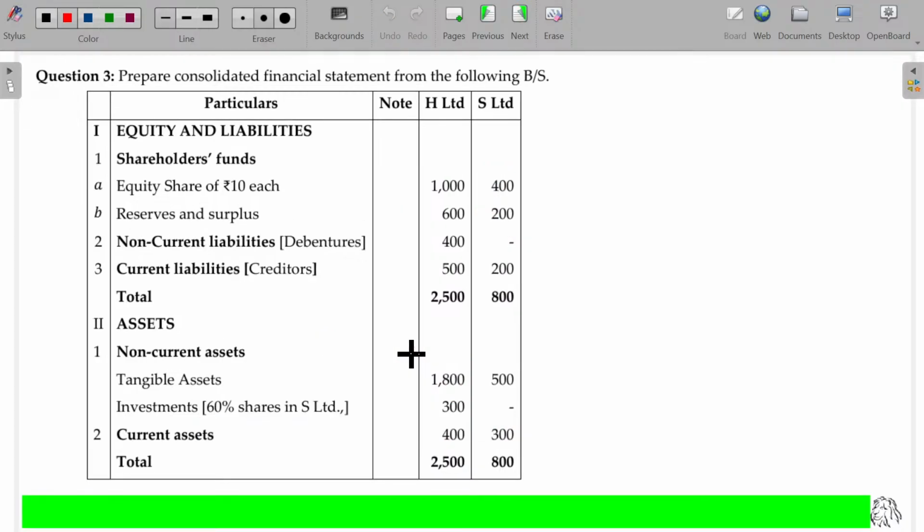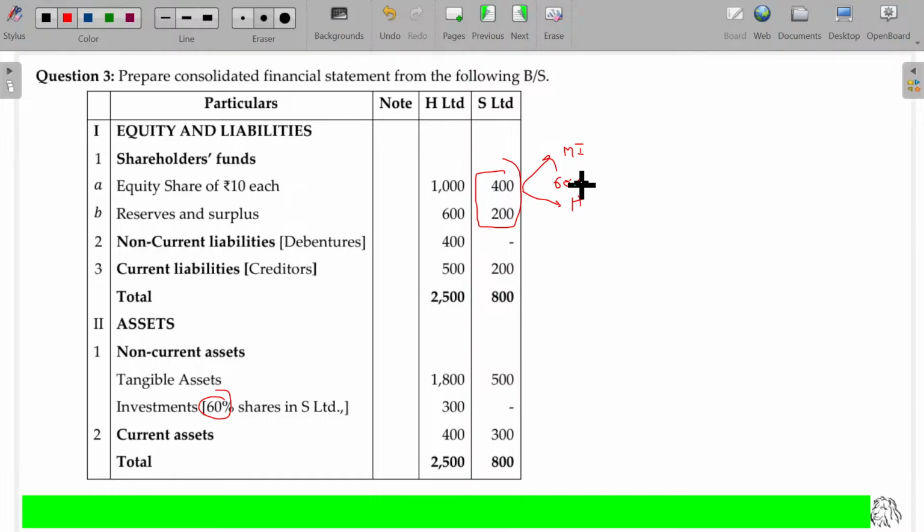The sum is very simple. So in this case, only 60% is held. Only 60% is held. So what is the net worth? 600. How much is held by H? How much is held by outsiders?